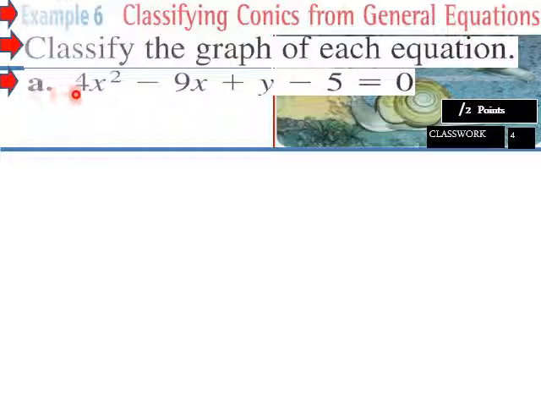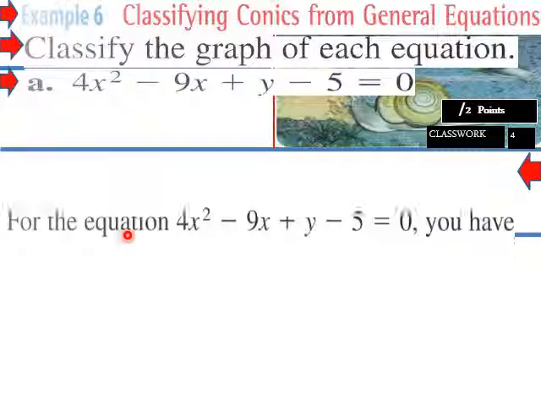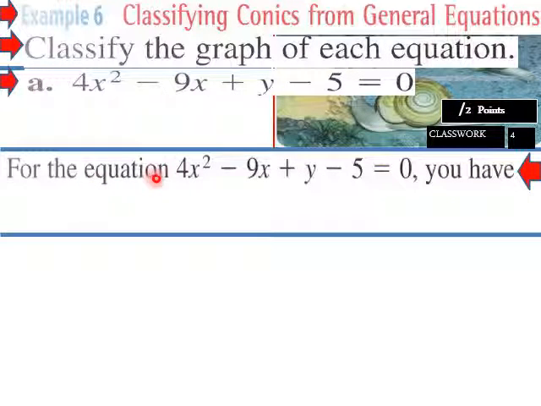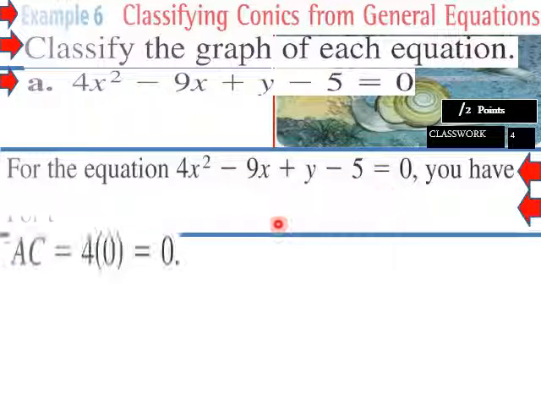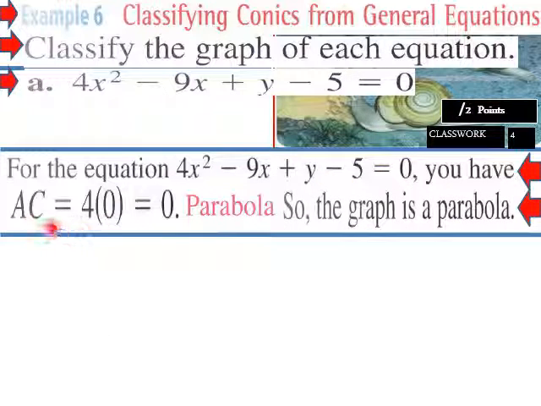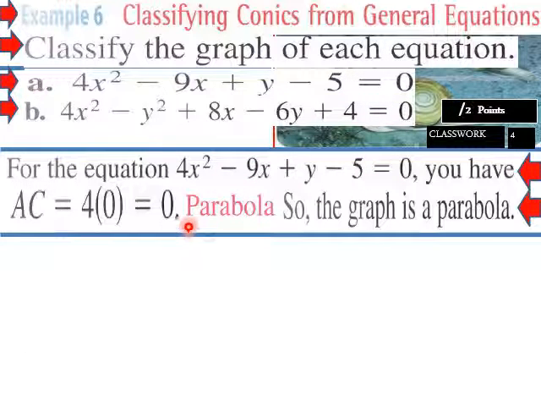Classify the graph of each equation. A is 4x squared minus 9x plus y minus 5. So what would that be, class? For the equation 4x squared minus 9x plus y minus 5 equals 0, AC will be 4 times 0 in this case. There is no C in here, is there? 4 times 0 would equal 0, so it's a parabola. So the graph is a parabola for this one here.